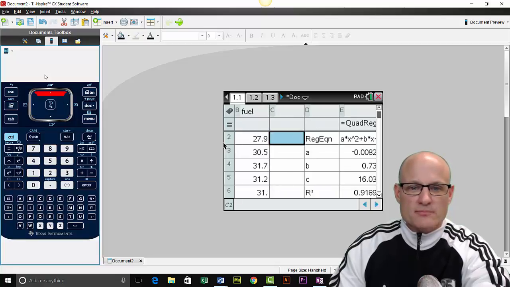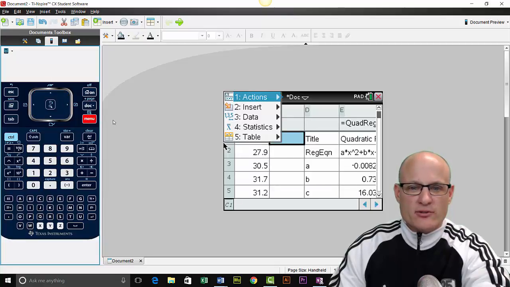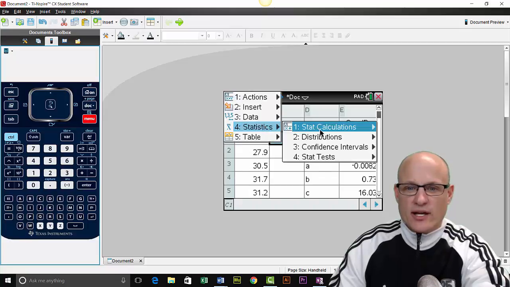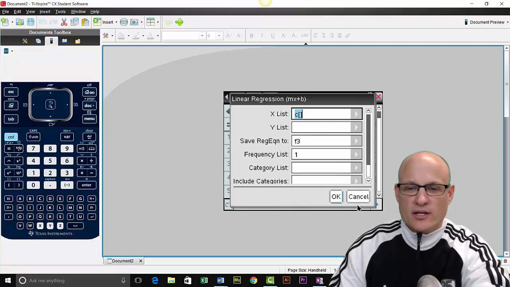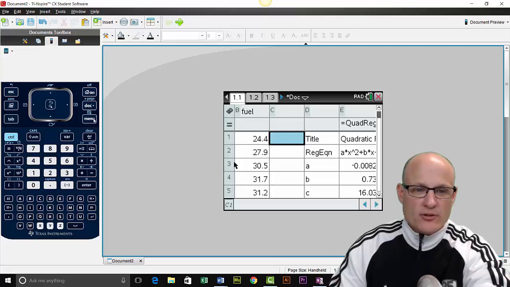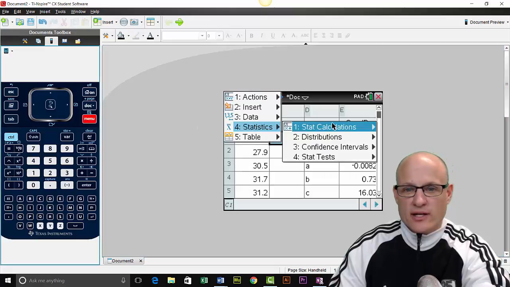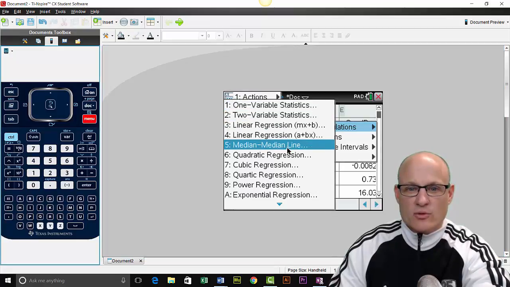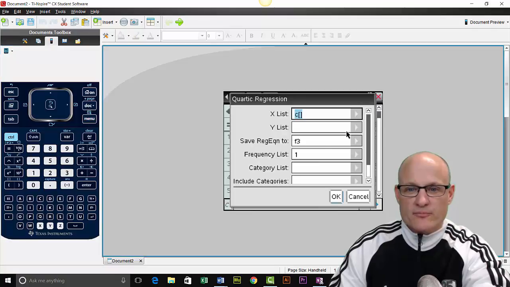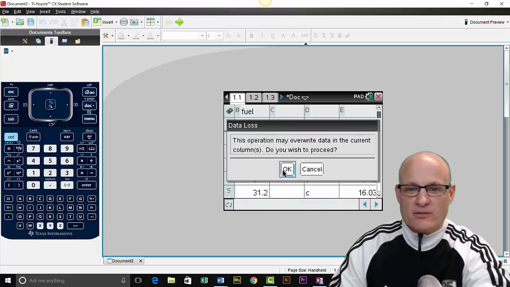So let's go up. I don't know why I did that. Menu, stats. Stat calculations, oops, cancel. Menu, stat calculations, and we're gonna do quartic, which is down here. Still the same thing, speed and fuel. We'll click okay. Yes, we wanna erase it.